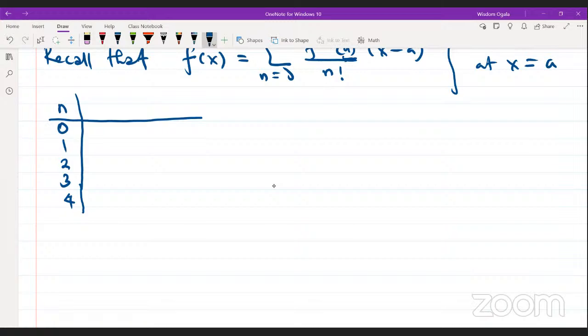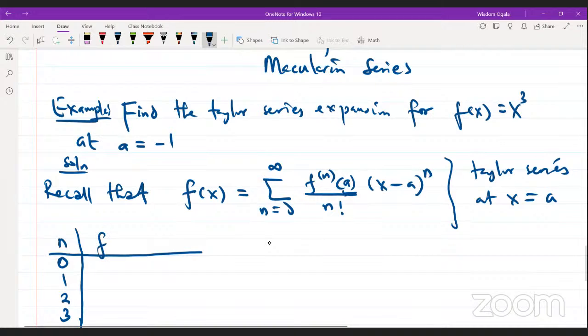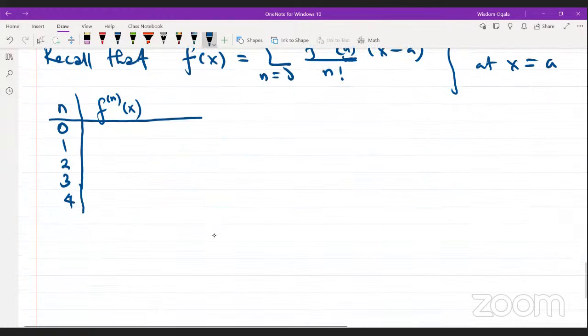All right? So then you have f_n of this guy, f_n of x. However, my main interest is when you evaluate this at the a, okay? But what is the a in this case? -1.